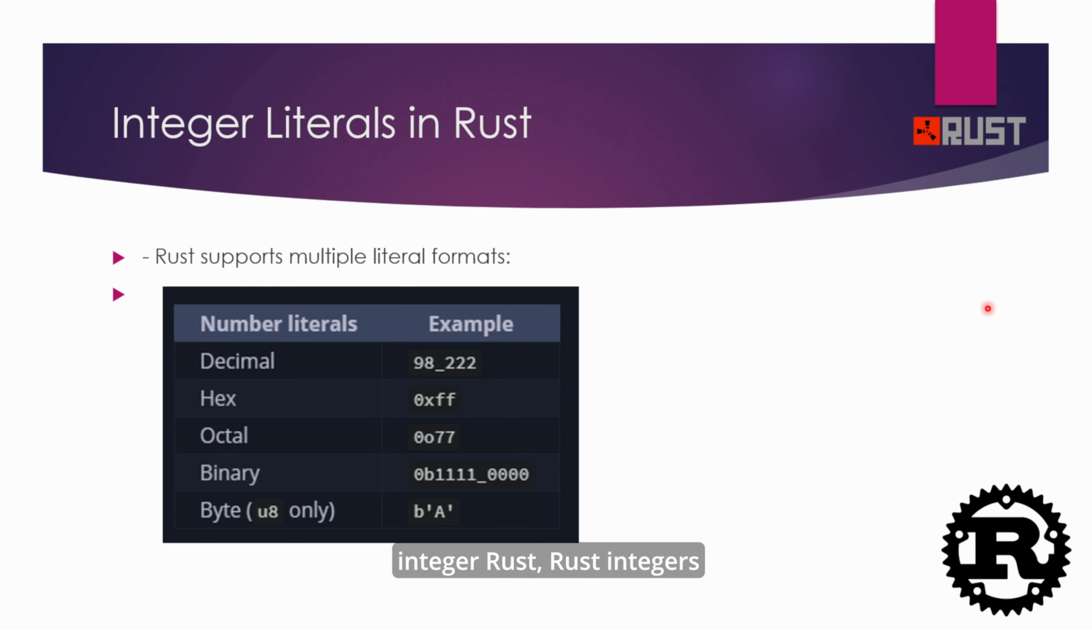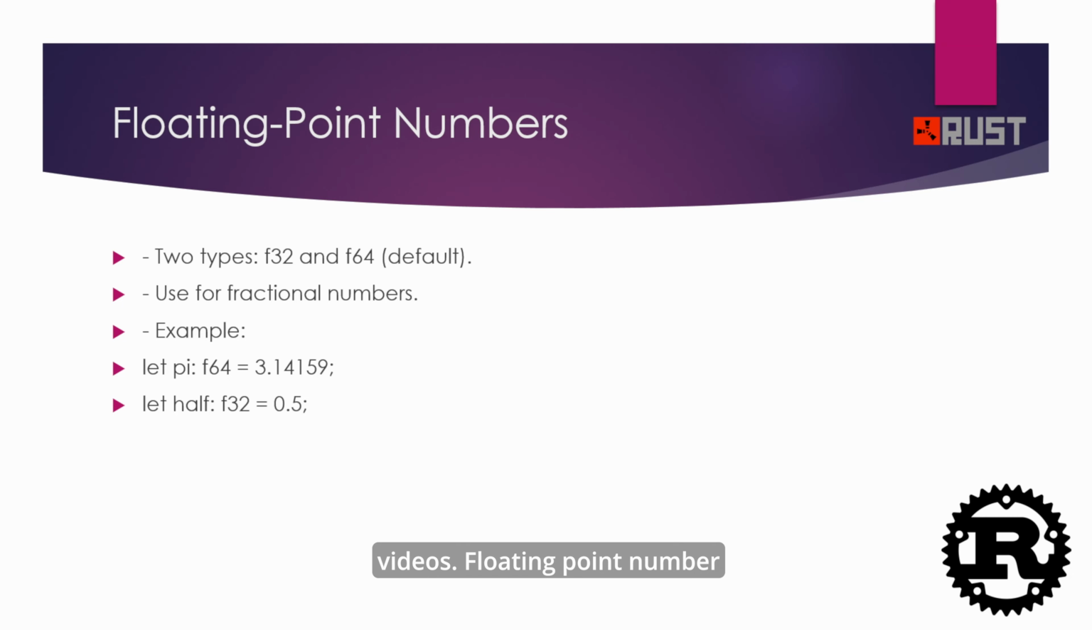Let's see Rust integer literals. Rust also supports various integer literals, which let you represent numbers in different formats, such as decimal, hexadecimal, octal, binary, and byte. And of course, we will practice using integer literals in detail in upcoming videos.